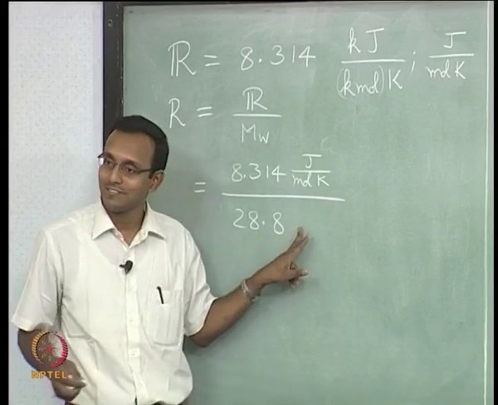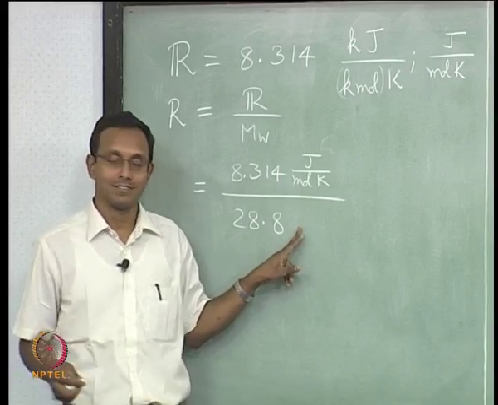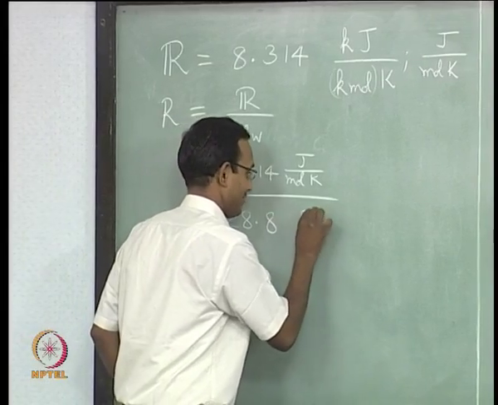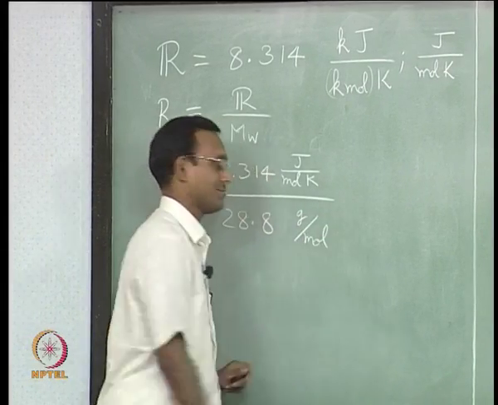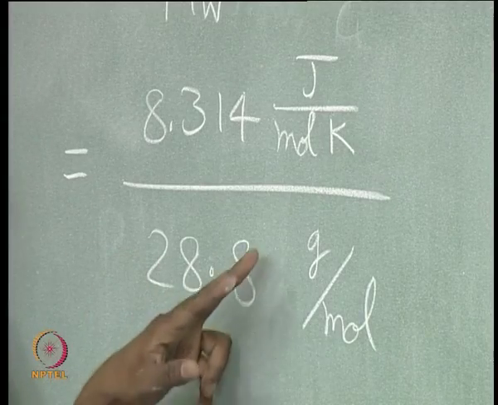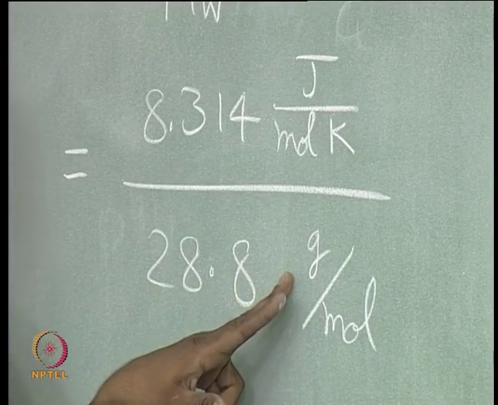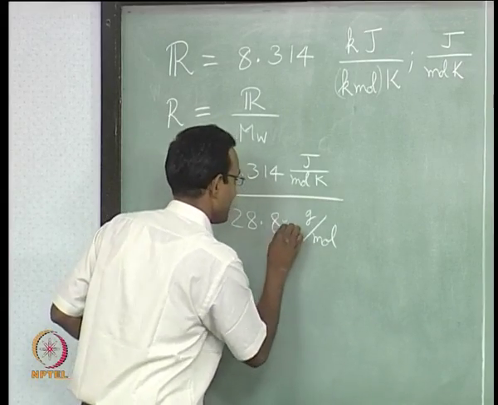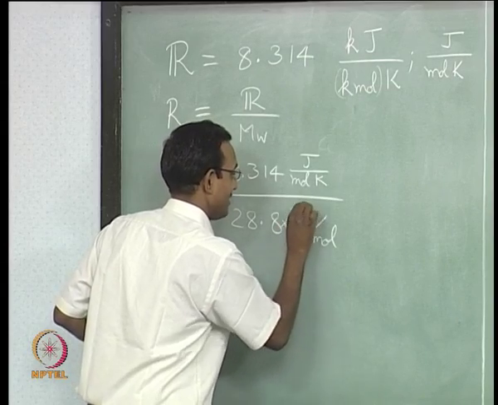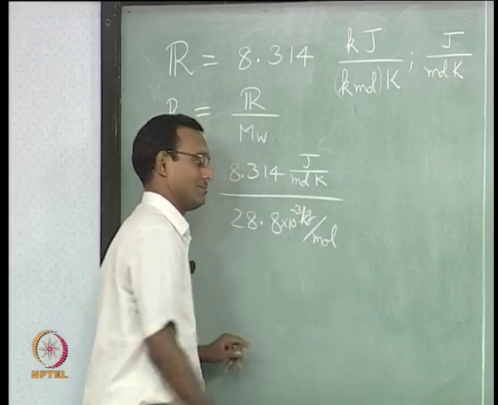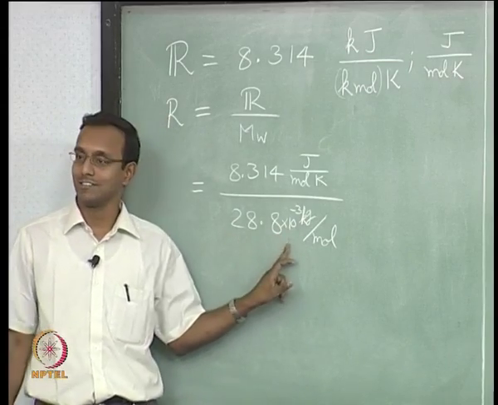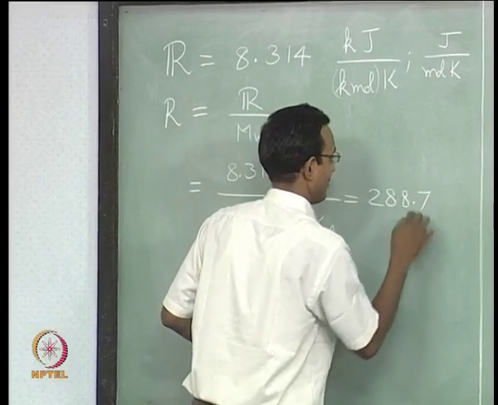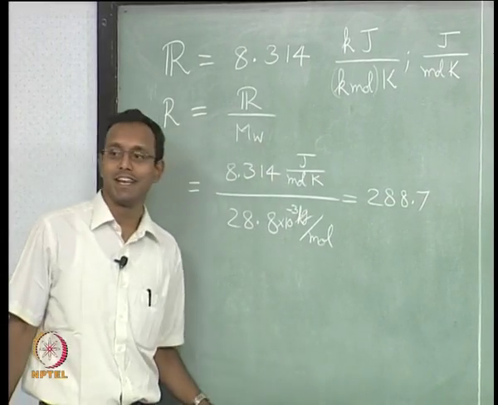What units is this? Grams, that is it, grams per mole, but this is not SI unit. So what will I do? I will make this into 10 power minus 3 kilograms per mole. I will write it like this. This answer comes out to be 288.7.